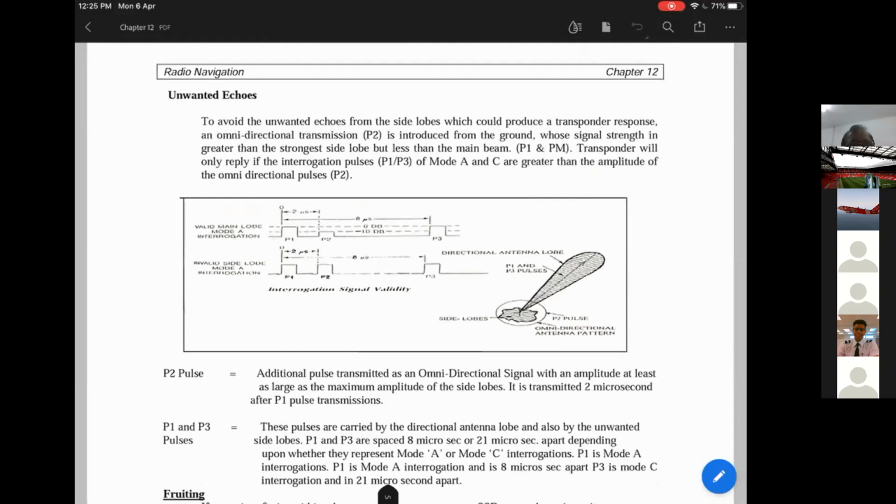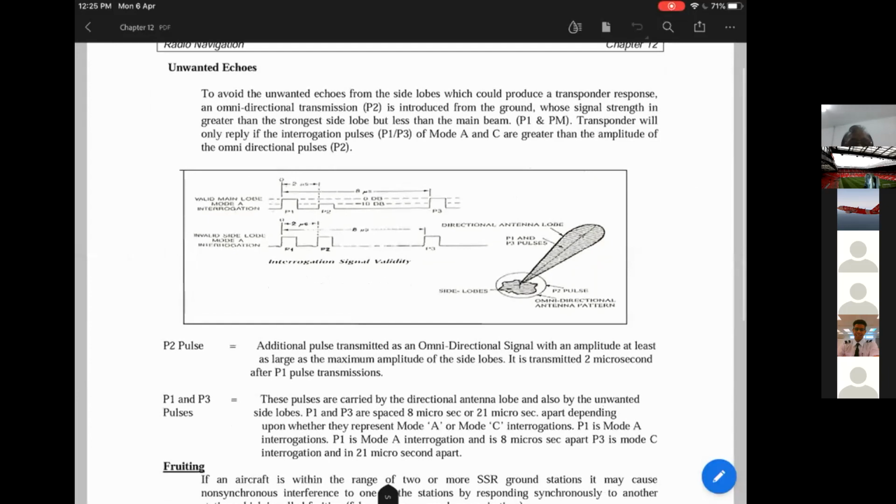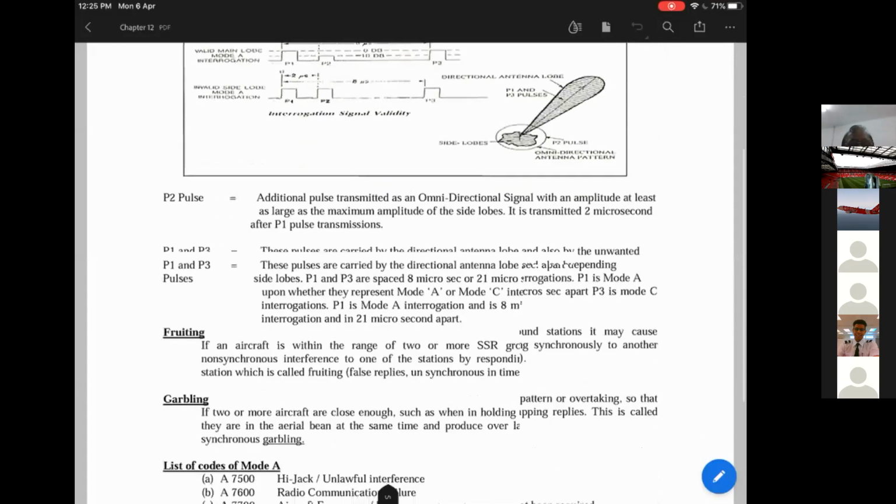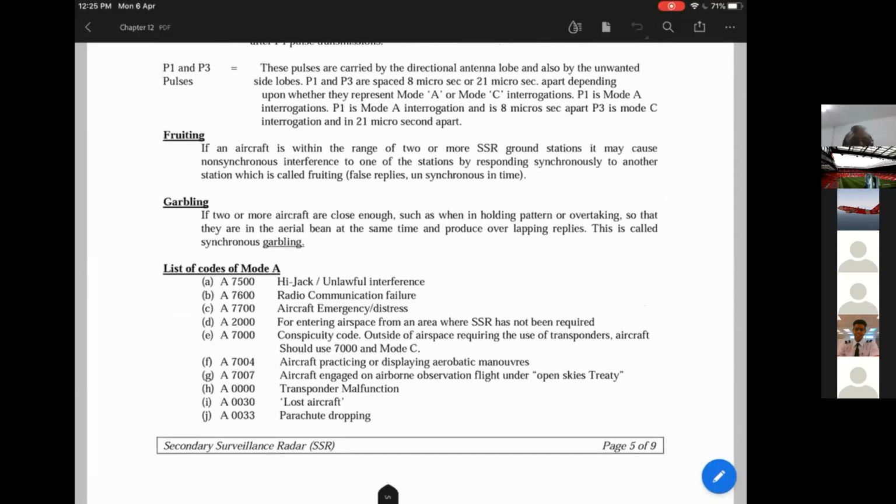Fruiting and garbling are the two actual errors of the system. Fruiting and garbling are the two areas where you have a problem.